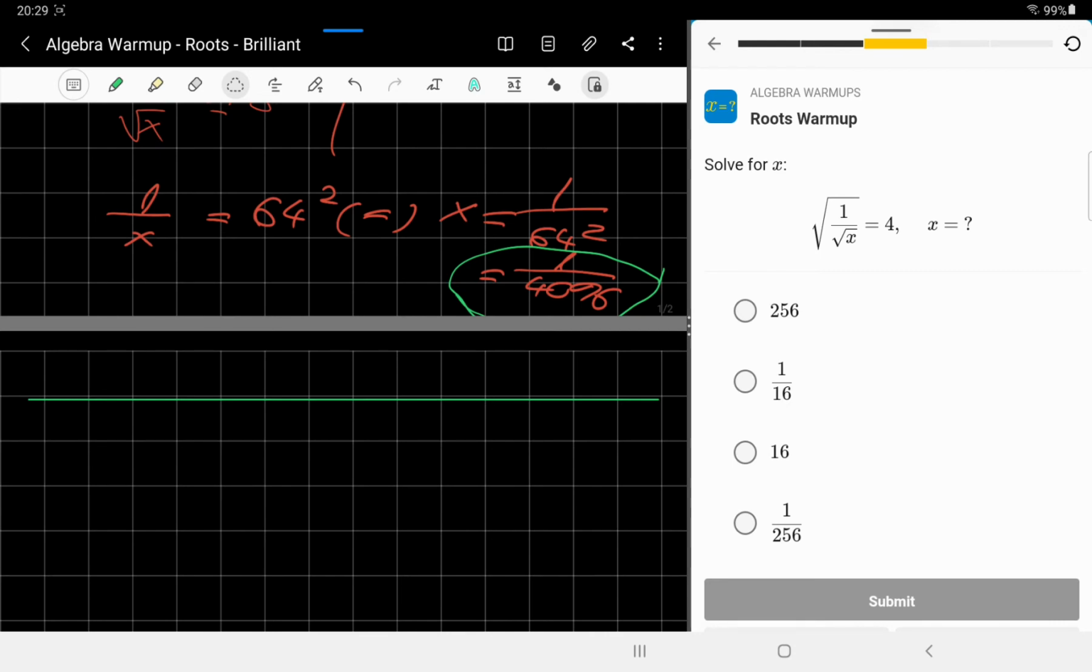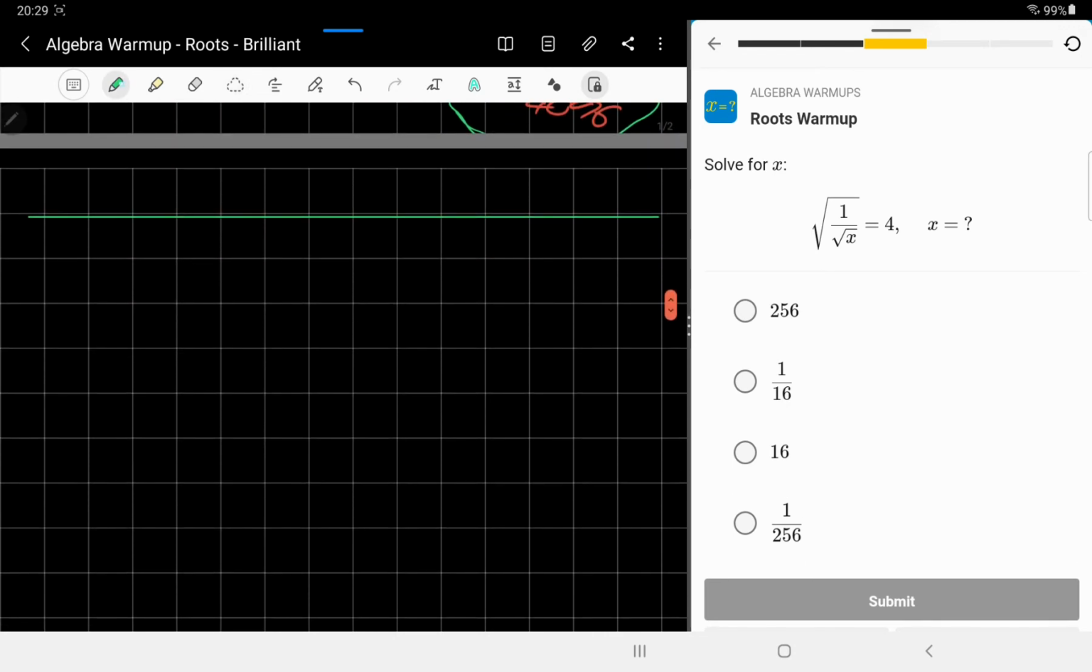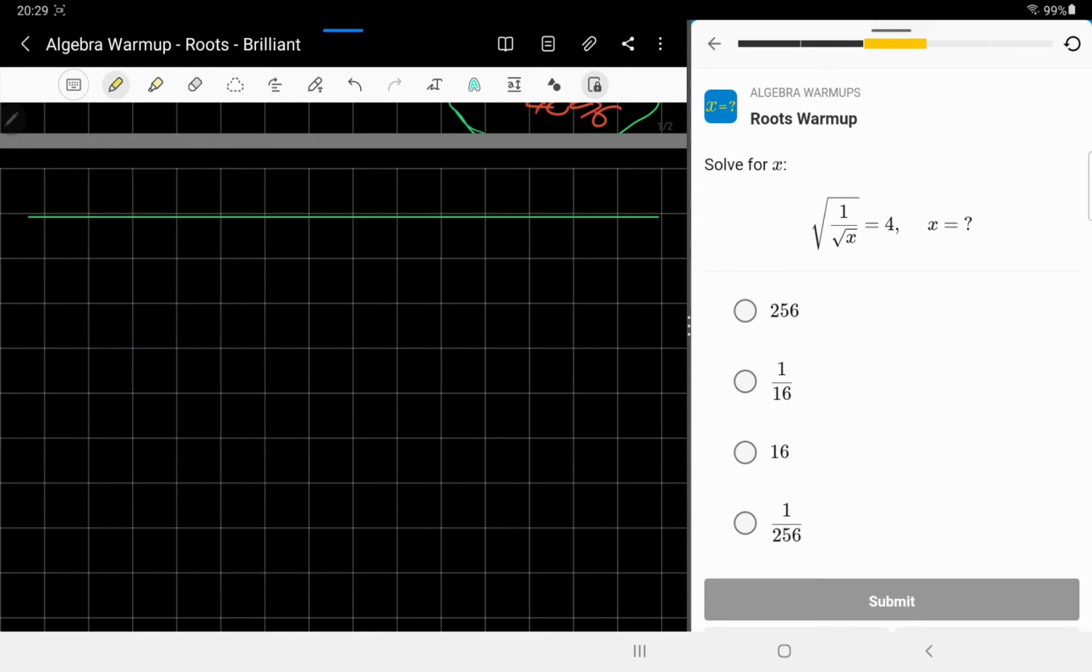So these are very similar. We are given 1 over the square root of 1 over the square root of x equals 4. x equals what? Let's change the color here. Let's do yellow. Number 14. We have the square root of 1 over the square root of x equals 4.